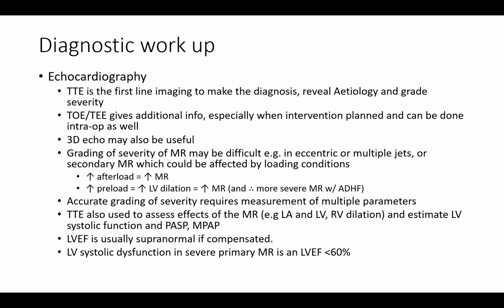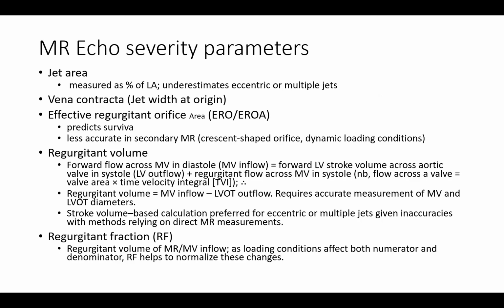Transthoracic echo can also assess the effects of the MR. So if we already have chamber dilatation, we could estimate, of course, the left ventricular systolic function, the ejection fraction, and we've already mentioned what is normal in primary MR, which is 60. We will measure the PASP, the MPAP, and all of that. Okay, yes, we've said if they're compensated, then they should typically have left ventricular ejection fraction greater than or equal to 60. In primary MR, if LVEF is less than 60, they already have systolic dysfunction.